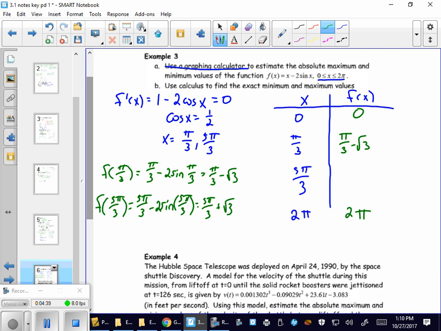So we've got 5 pi thirds plus the square root of 3. So now here's the thing. If you don't have access to a calculator, you're going to need some pretty decent estimation techniques to be able to tell what's going on.